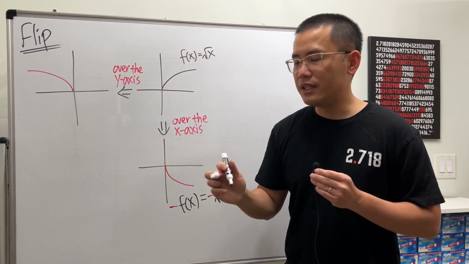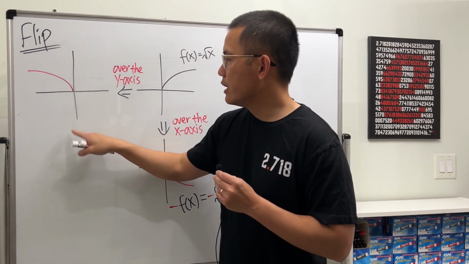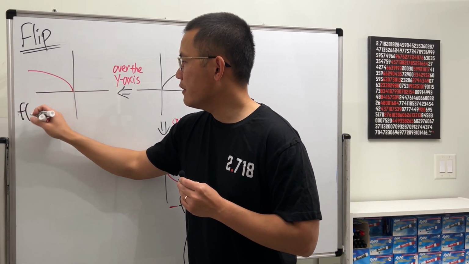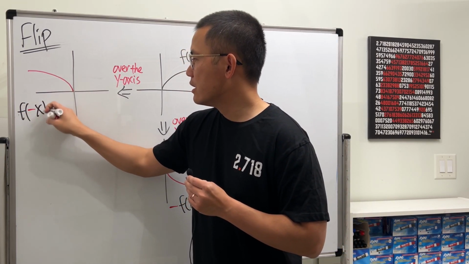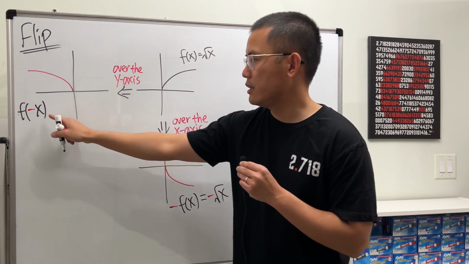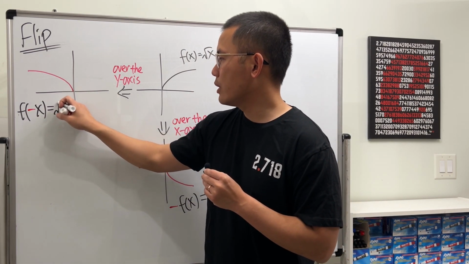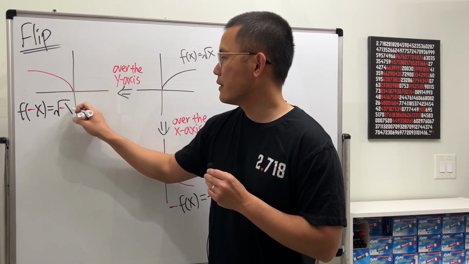And we just have to negate the x value. So the equation for this is f of negative x. You multiply a negative directly to the x. And the equation is square root of negative x.